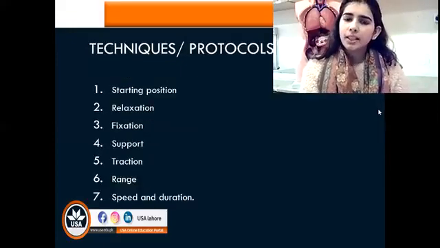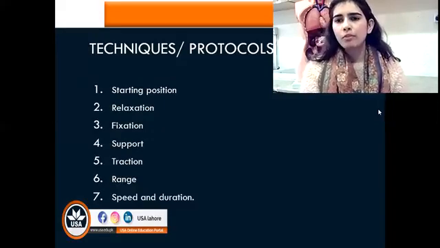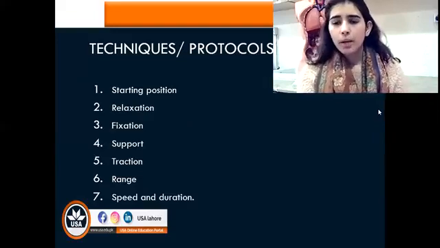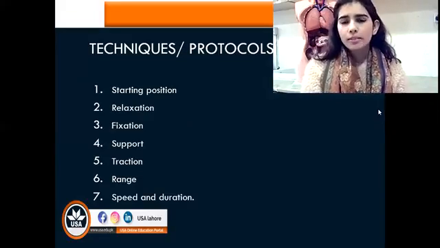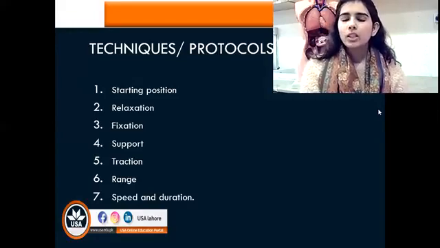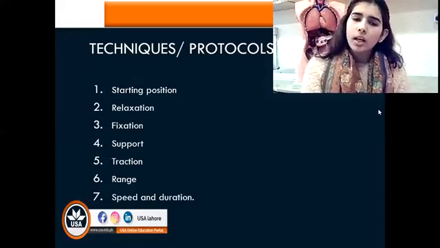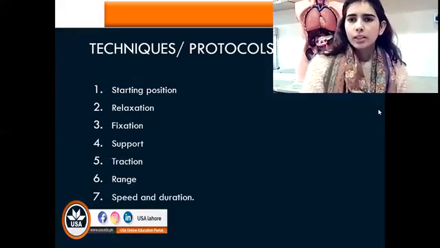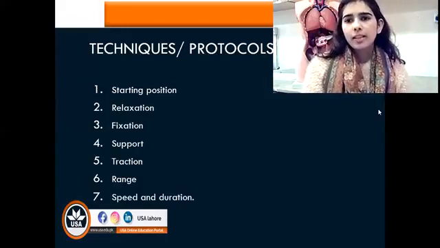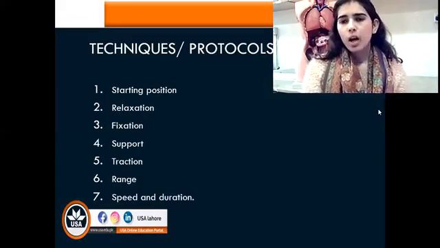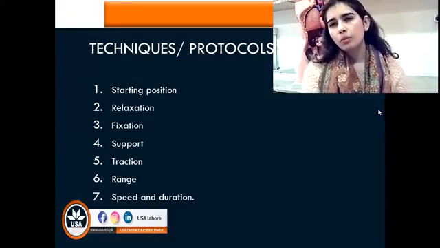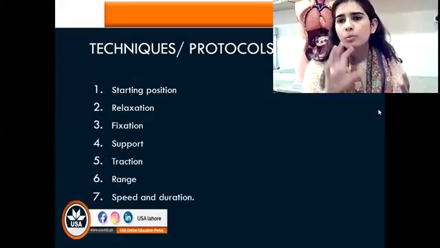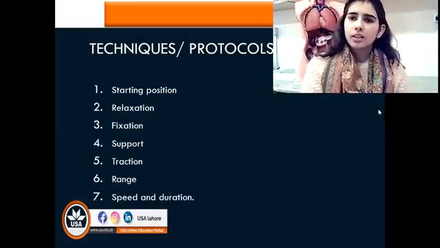Then what would be the techniques and the protocols that we can use while performing a passive movement? There comes the starting position of the patient, the therapist, and the joint as well. Then how we can induce relaxation over that muscle in order to let the passive forces complete the range of motion. Then what would be the fixation of the origin of the muscle, and how we can do that. Then there comes the support for the patient that is required, and which body part needs to be supported the most is to be taken into consideration.